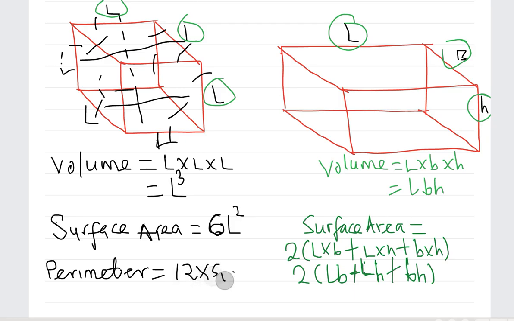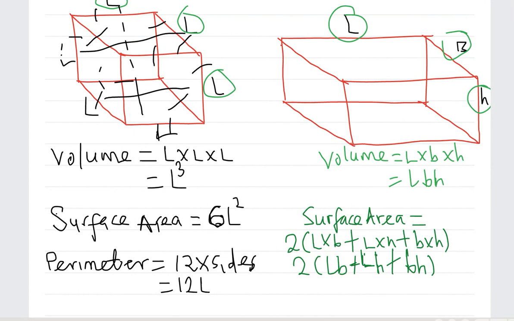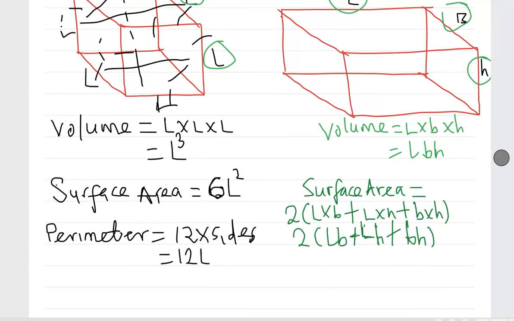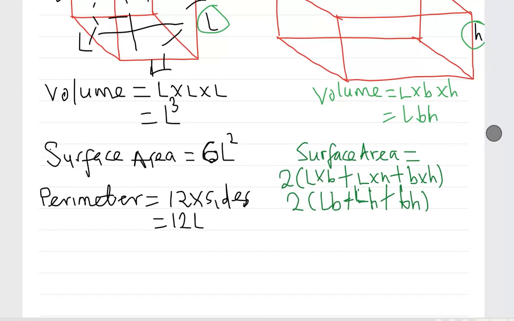You can say 12L for a cube. While for our cuboid, you know it also has 12 sides, but now it will have 4 lengths, 4 breadths and 4 heights. 4 lengths, 4 breadths, 4 heights.